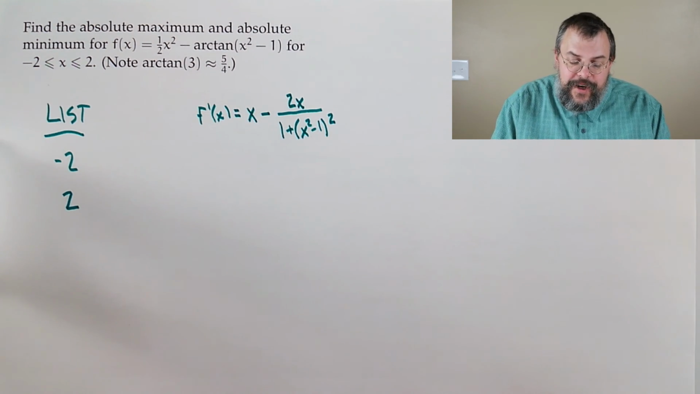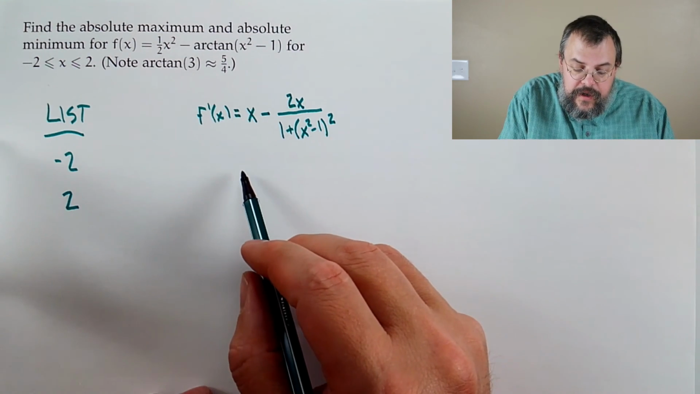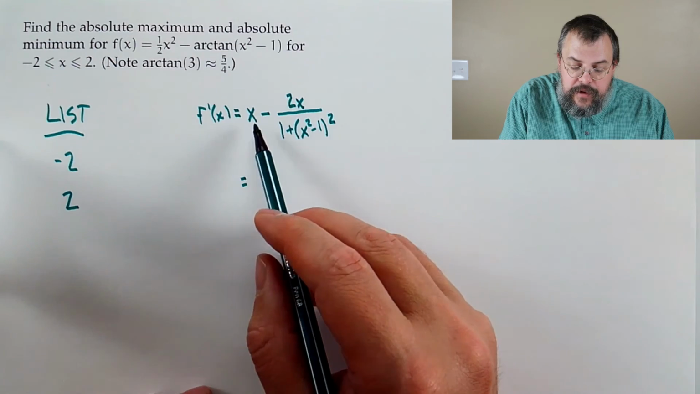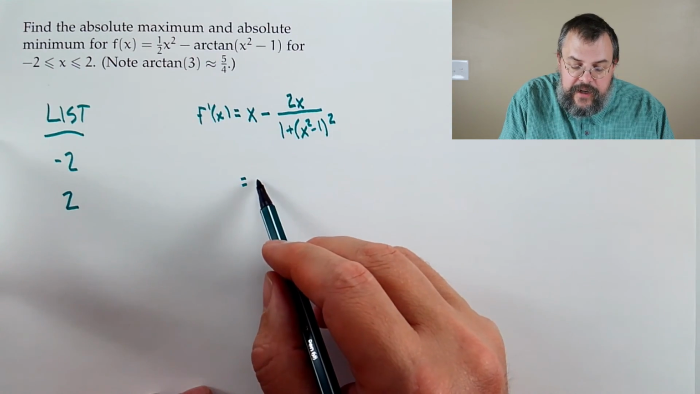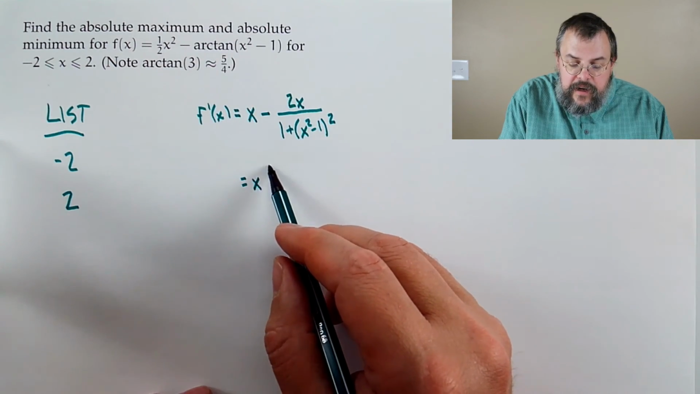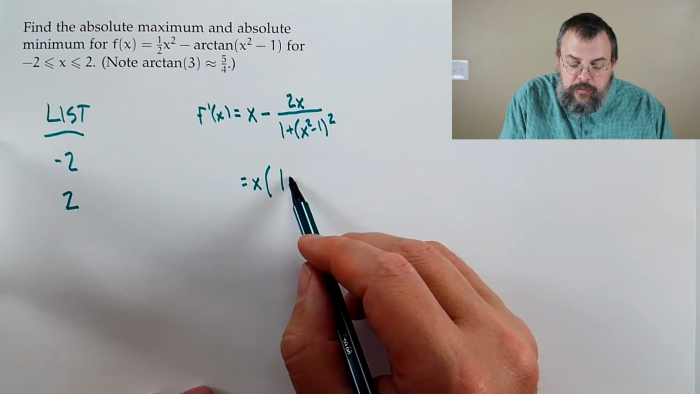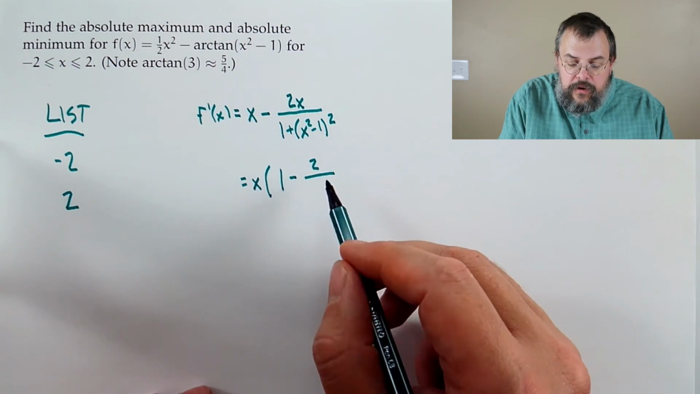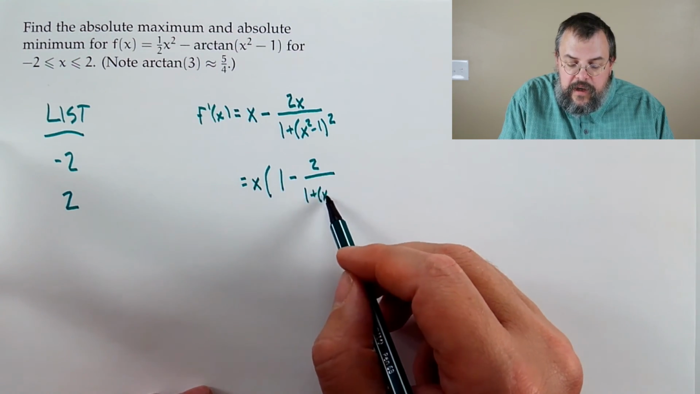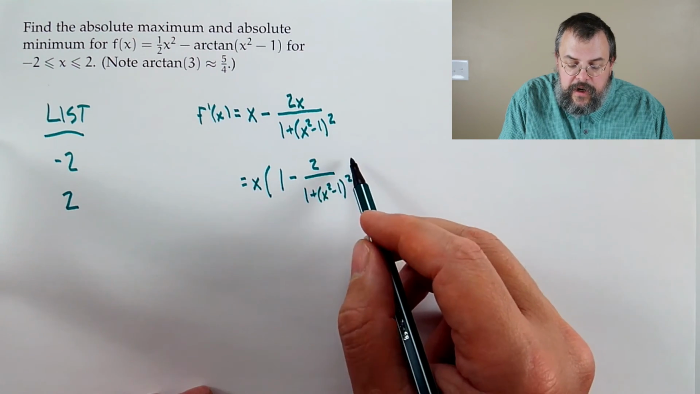All right, well, what can we do now? One thing we can do is say, hey, they both involve x. We can factor that out. So we have x, and then we have 1 minus 2 over 1 plus x squared minus 1 squared.